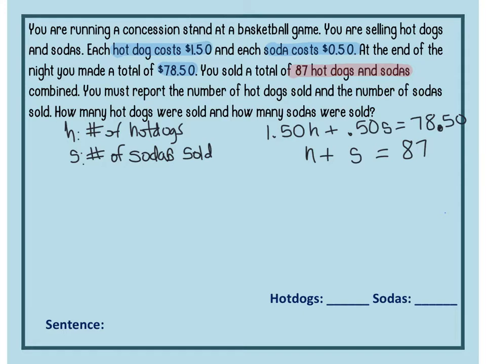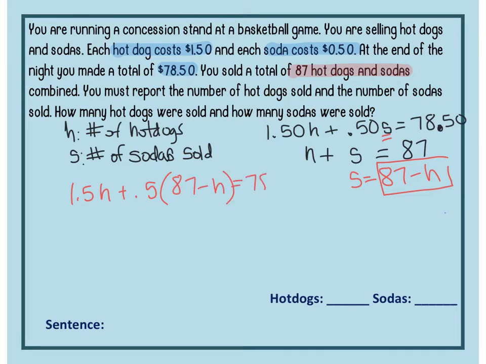So how do I get S by itself? I subtract H from both sides. I have 87 minus H. I'm going to take this 87 minus H and plug it back in for S. I'm going to come over here on the left. So 1.5H plus 0.5, and in place of S, I'm going to write 87 minus H, is equal to 78.50.